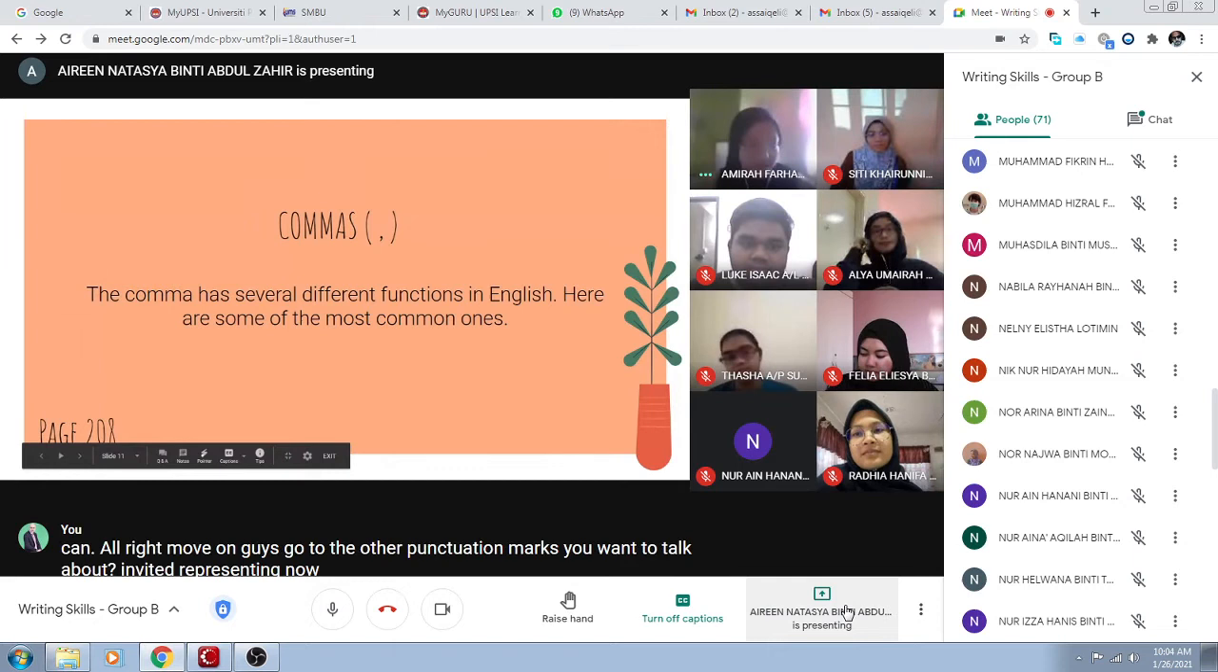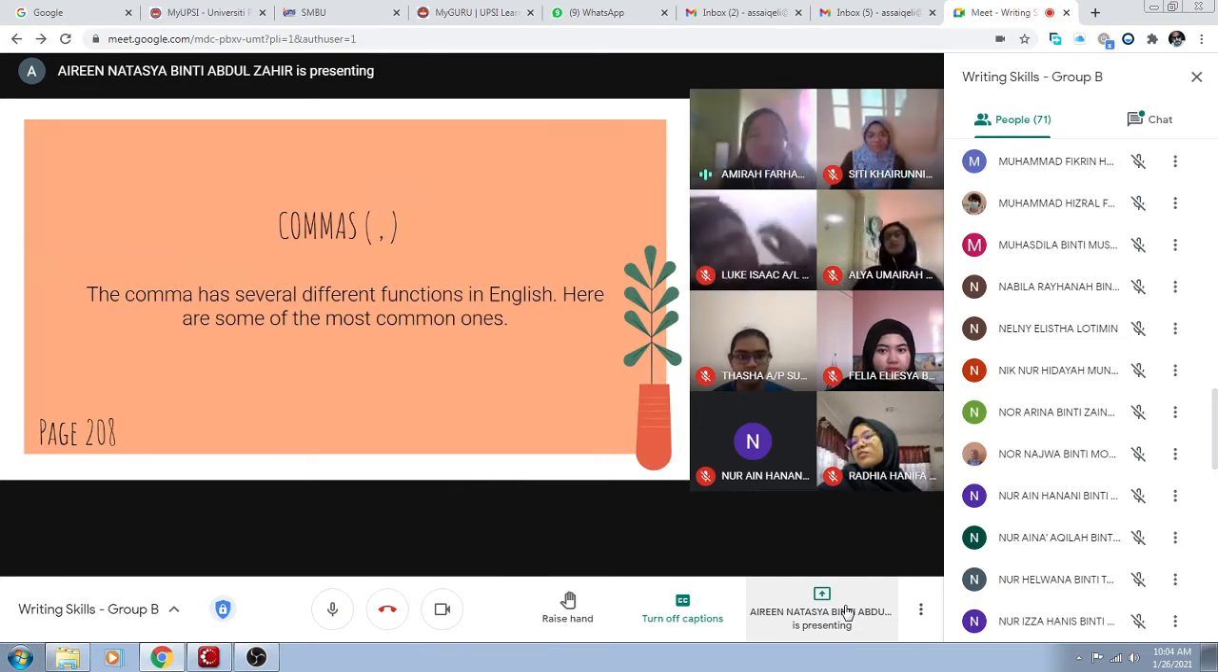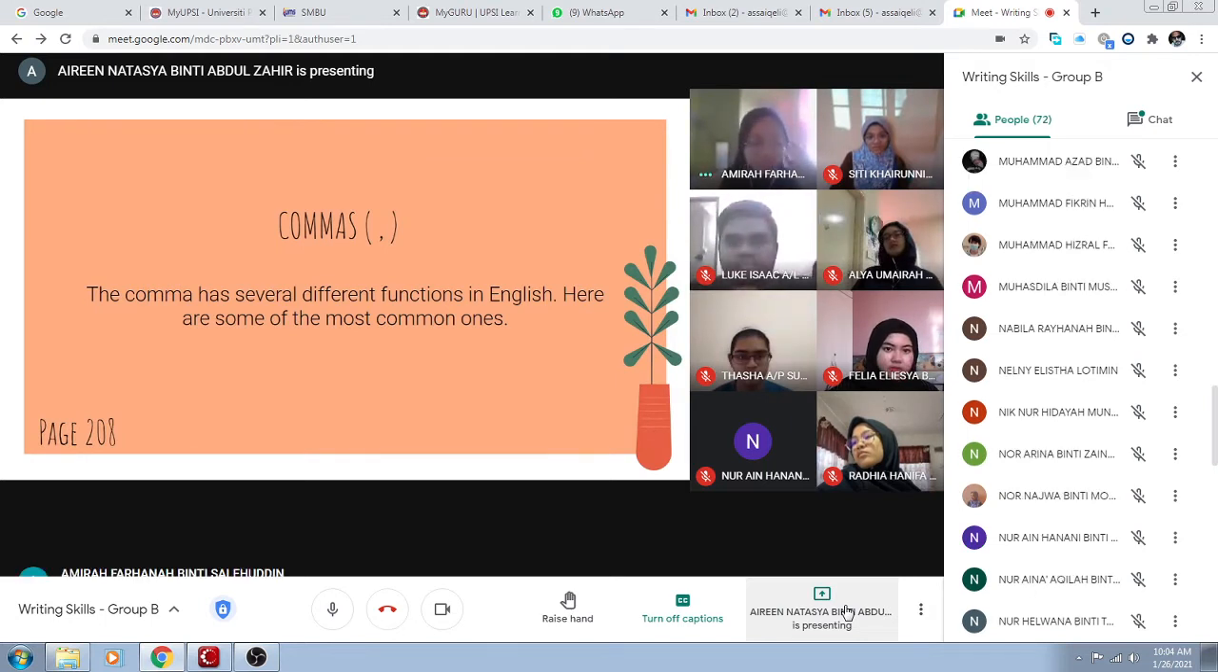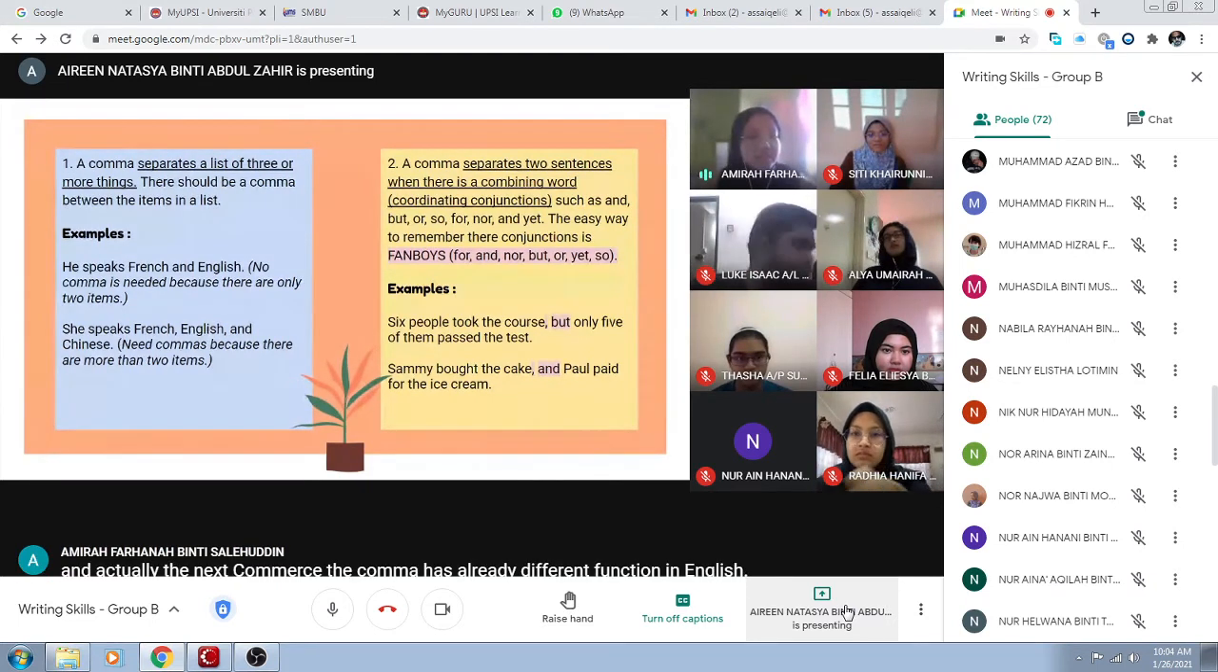Okay, the next: commas. The comma has several different functions in English. Here are some of the most common ones. Next slide. Okay, the first one, a comma separates a list of 3 or more things.